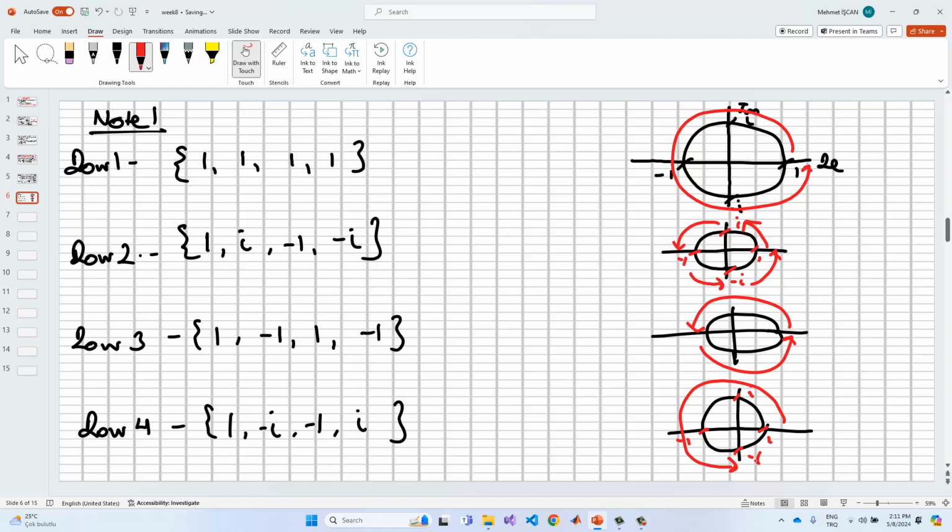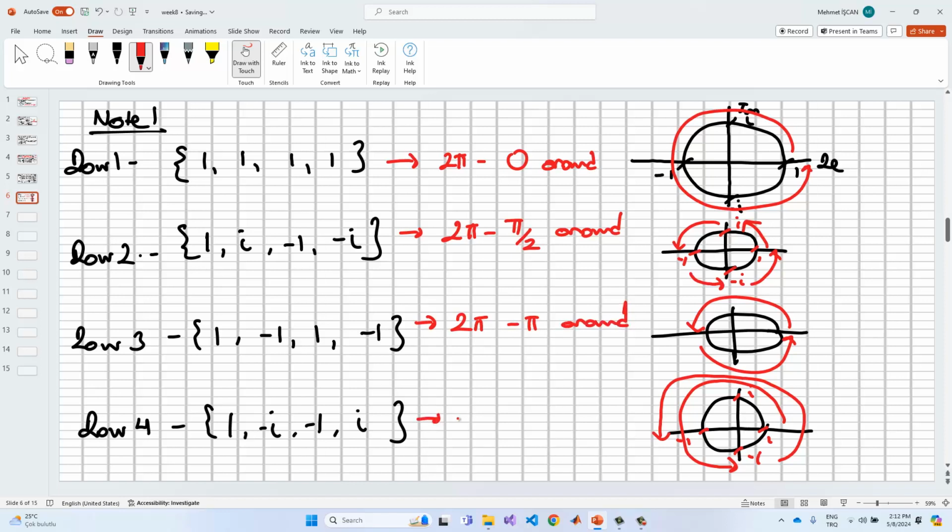And so we have the what? Minus 1, right? It's the pattern. Okay, and so this is the 0 around pattern, but based on the what? 2 pi. And so this is the 2 pi minus pi over 2 around, right? This is what? 2 pi around, right? Or 2 pi minus 3 pi over 2 around.